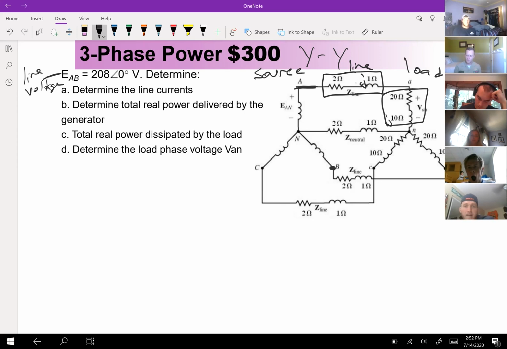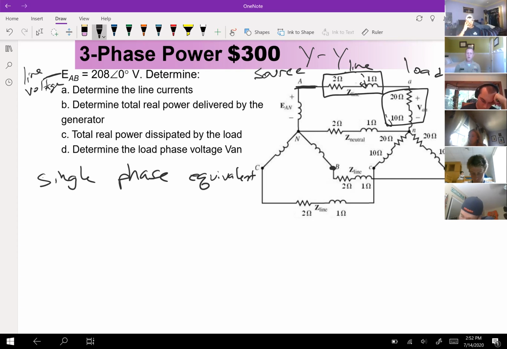So if I'm you, the first thing I'm going to do is draw a single phase equivalent. The reason we can do that is because we're in a balanced system. It may say in the problem statement that it's balanced, but I could just look at all of these and see that all of my lines have the same impedances, 2 plus 1J, 2 plus 1J, 2 plus 1J. Now look at my load. My three phases all have 20 plus 10J, 20 plus 10J, 20 plus 10J.